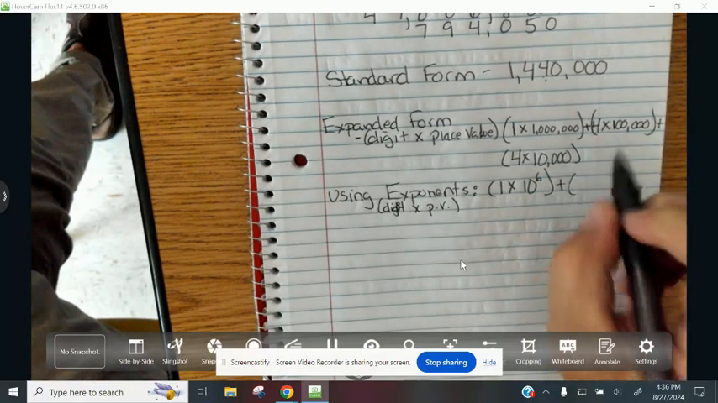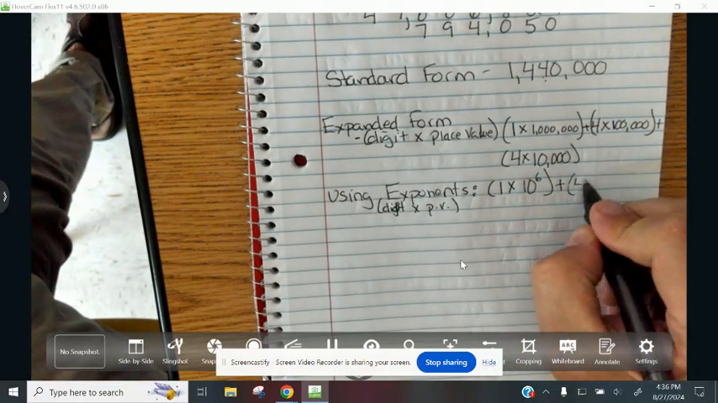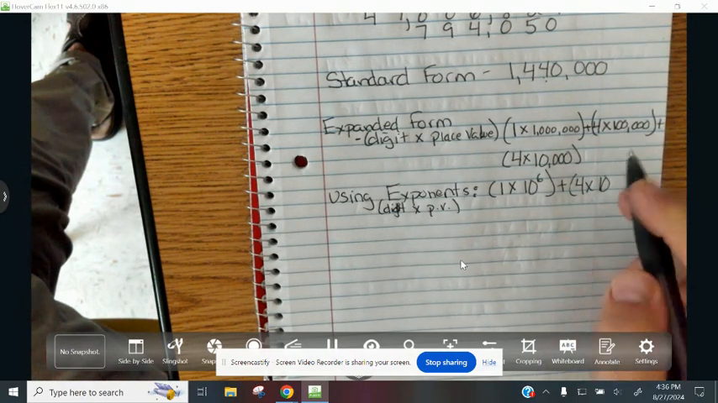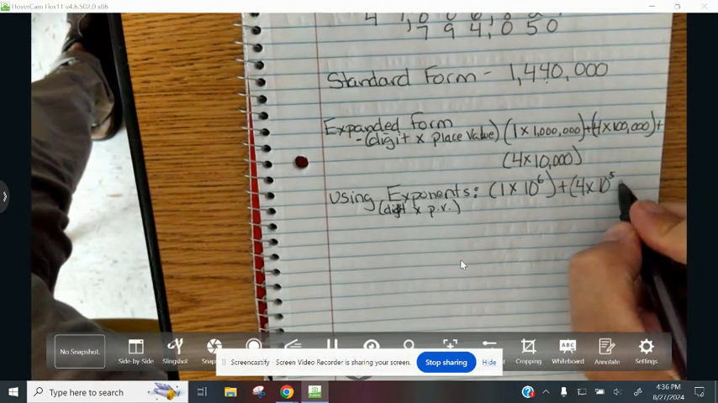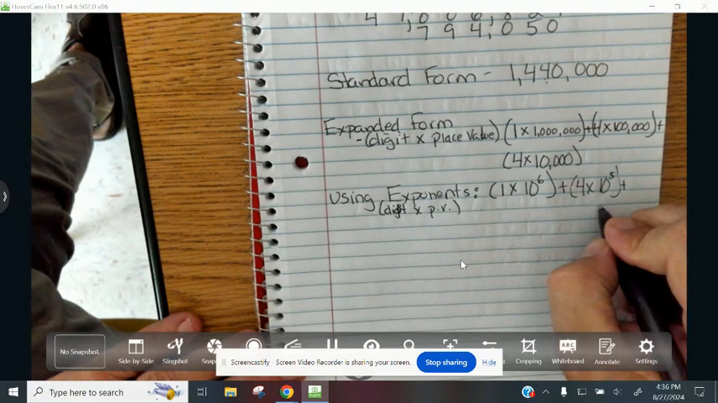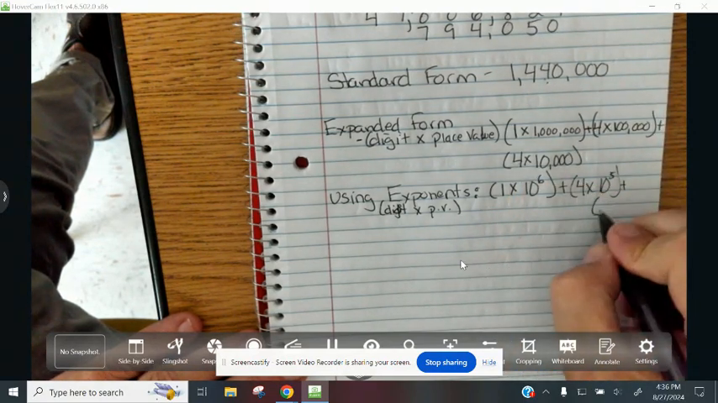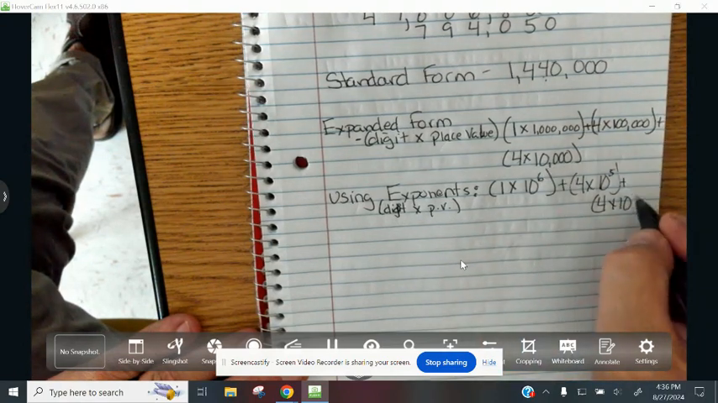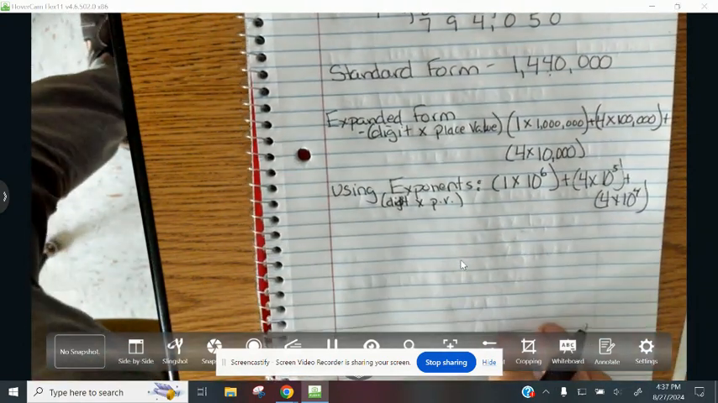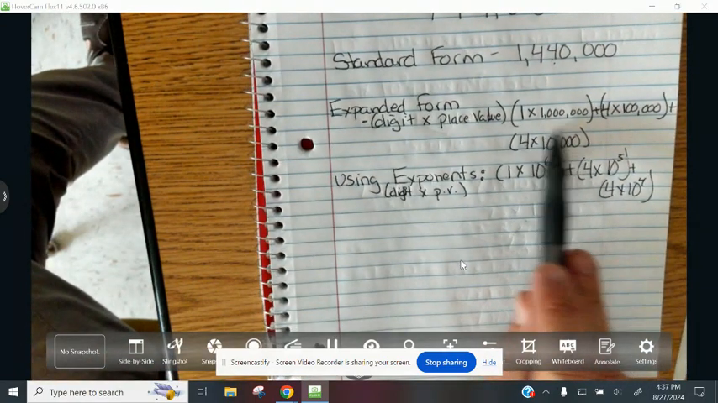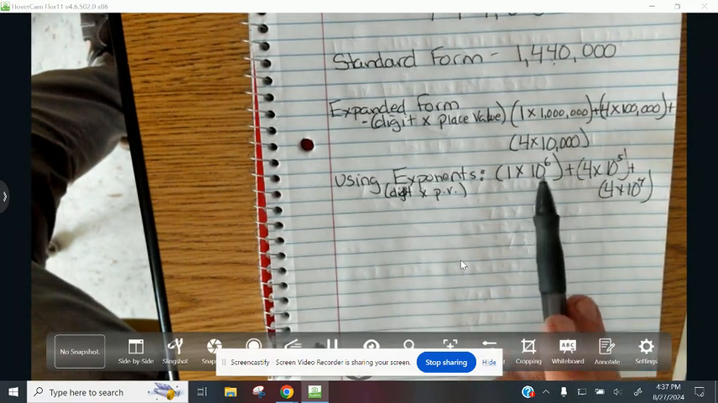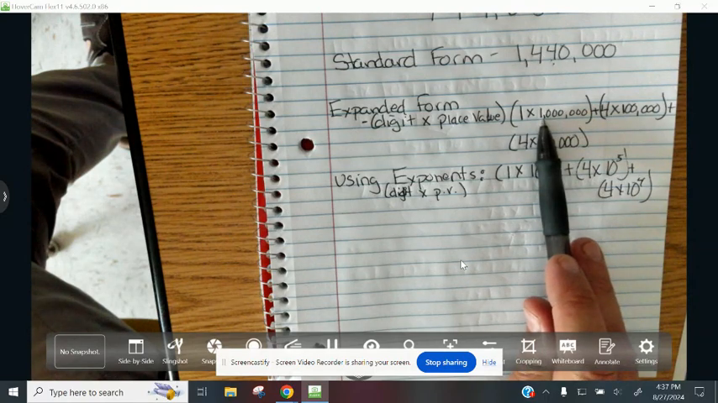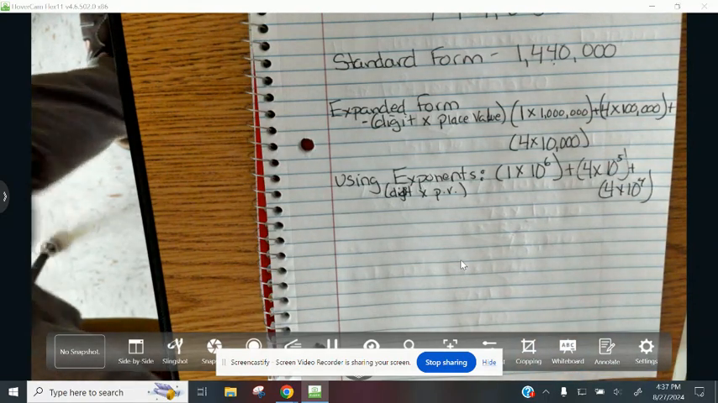Plus, the next digit is 4. 4 times 10 to the, how many zeros? 1, 2, 3, 4, 5. 5th power. Plus, there's another 4. 4 times 10 to the, how many zeros? 4th power. And that's how you would do it in exponential form. It's the same thing as this; you're just shortcutting, using exponents instead of writing the entire number out. Kind of nice to do that.